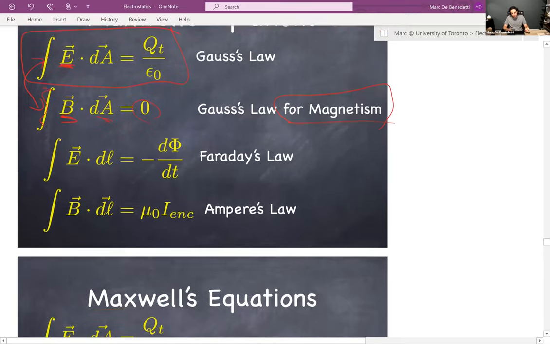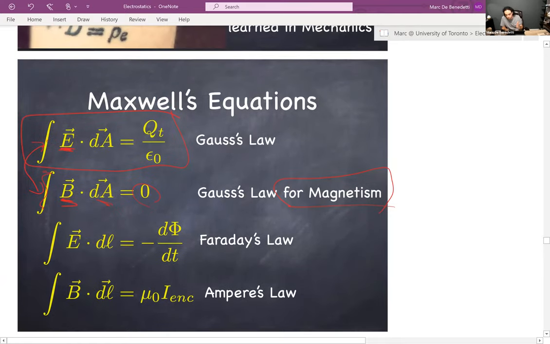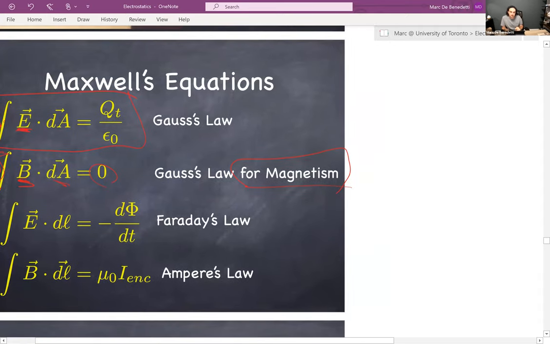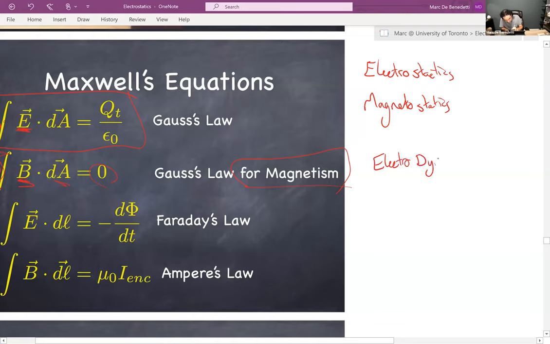Now, just for some context, I want to write the English words, and then I will relate the English words of this field to the relevant equations. So we have electrostatics, we have magnetostatics, we have electrodynamics, and we have magnetodynamics. You know what dynamics means from 136.